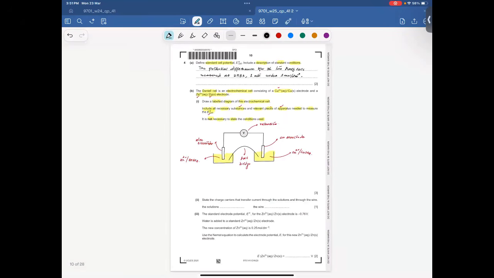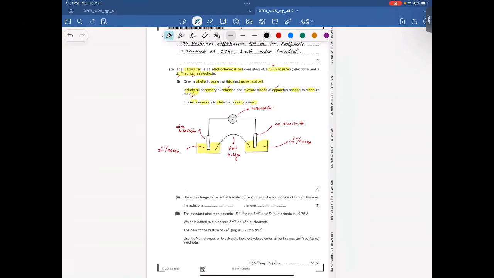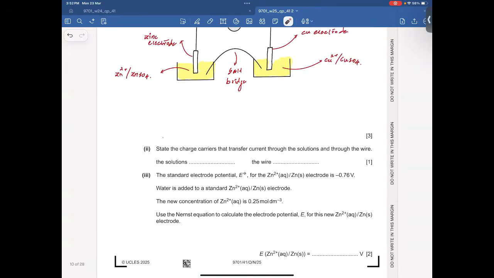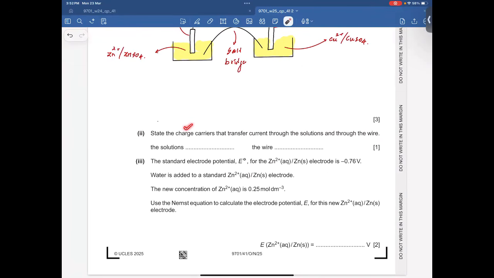Oh my goodness. I forgot this. How is this possible? And why? Oh my goodness. Sorry about that, guys. State the charge carriers that transfer current through the solution. Through the solution, ions. In the wire, obviously electrons. I'm sorry about that, everyone.